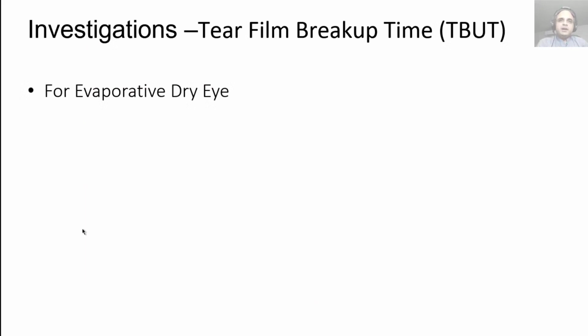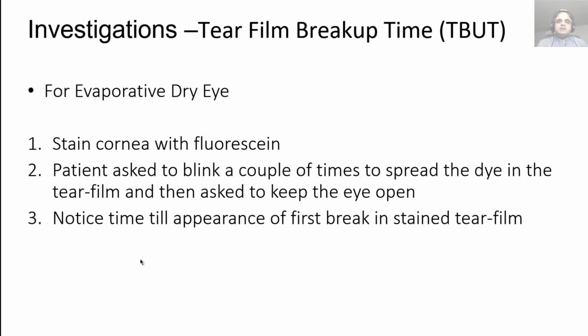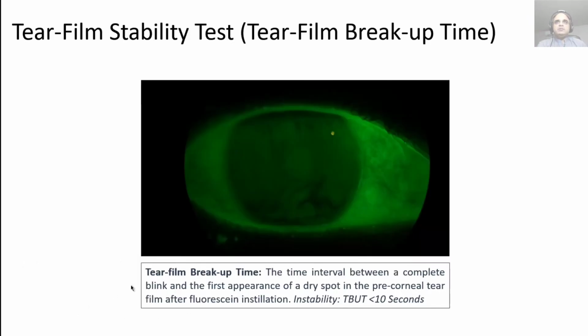For evaporative dry eye, we do a tear film breakup test, which is to stain the cornea with fluorescein, ask the patient to blink a couple of times, and then to open the eyes and not close. We need to look at the first area where the tear film breaks, which is apparent as a non-fluorescent or non-dye area. That is the break, and that's all we are noticing. The normal time is at least 10 seconds before your tear film starts breaking.